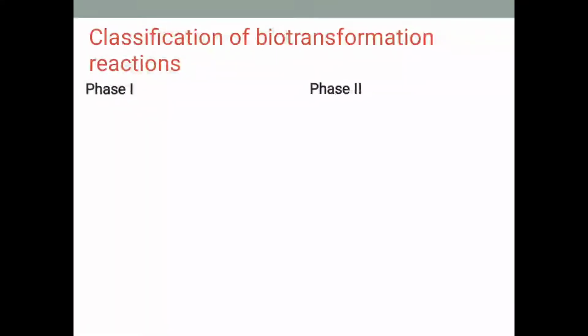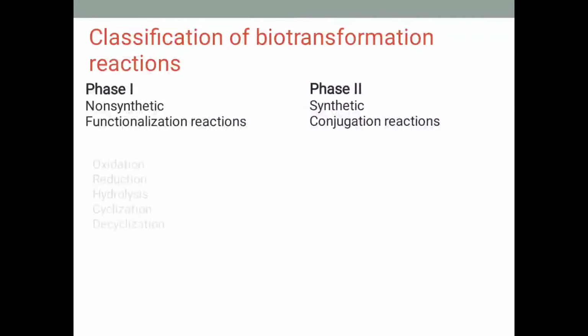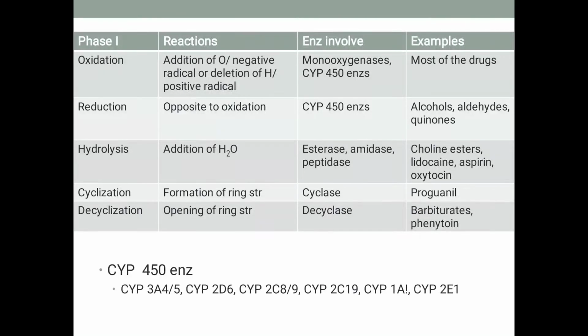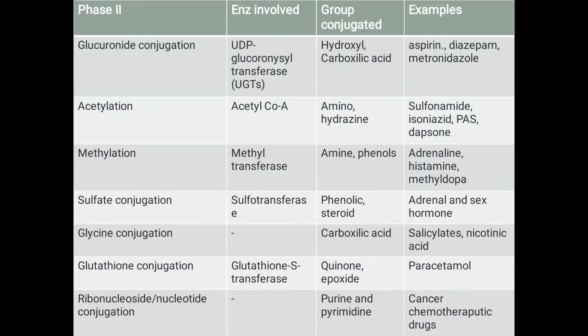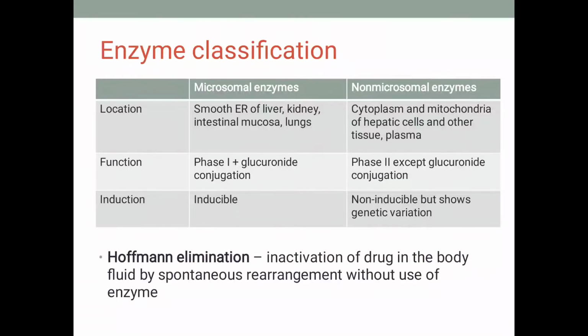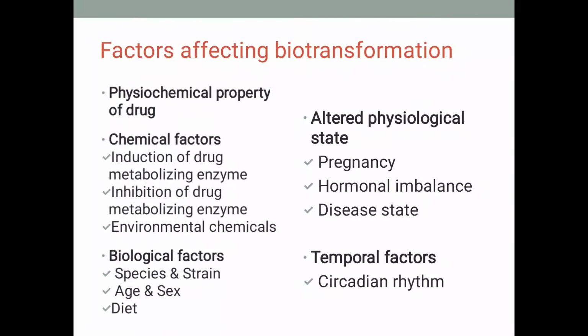Reactions in biotransformation: which are the phase 1 reactions, which are examples of phase 2 reactions. Details of the reactions, which enzymes are responsible for phase 1 reactions, which drugs are metabolized by phase 1 reactions, which enzymes are responsible for phase 2 reactions, which are examples of drugs metabolized by phase 2 reactions. Enzyme classification: which are the microsomal enzymes, non-microsomal enzymes, and which is responsible for which type of reaction, phase 1 or phase 2. Hofmann elimination short question, and which factors can affect the metabolism of drugs.